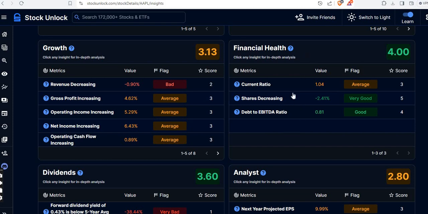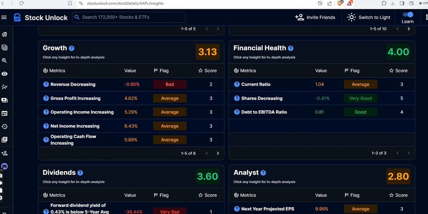Financial health, again, important stuff here. Current ratio, basically assets divided by liabilities. Shares outstanding. So again, this is another important metric. You want to know, hey, are they issuing shares? Are they buying back shares? Apple is buying back, so they're doing a good job there.